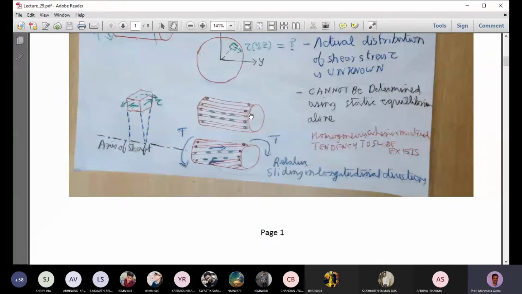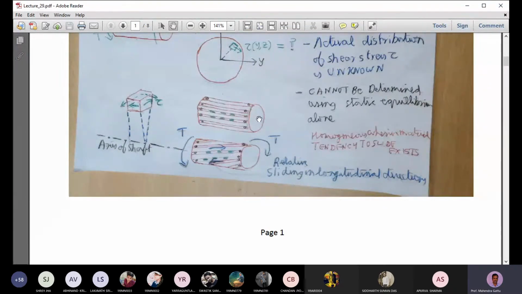Then we apply a twisting moment. When you apply the twisting moment, there will be some relative sliding between these two planks. These marks will move to the right, and those marks will move to the left, so there is a relative sliding taking place. This sliding is similar to horizontal shear, which is longitudinal shear. So this is a simple demonstration of longitudinal shear. Although we are applying a torsional moment, we are also getting a longitudinal shear.